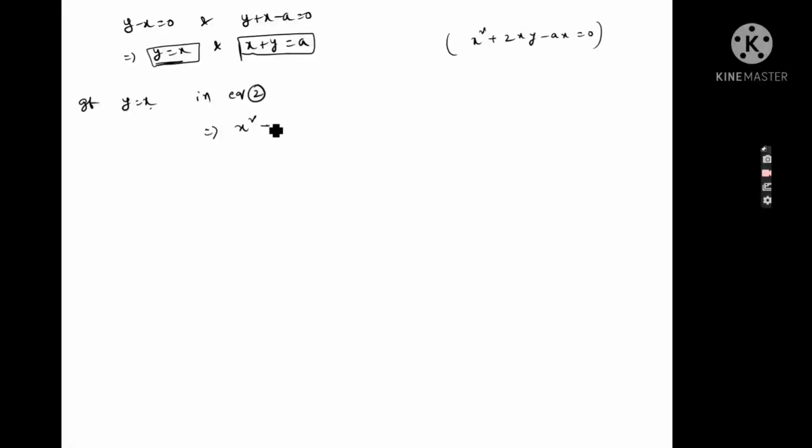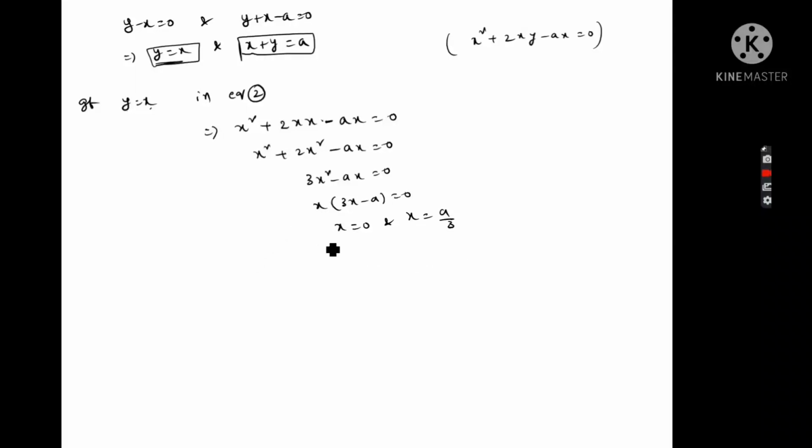So now substitute x square plus 2x square minus ax equals 0. That implies 3x square minus ax equals 0. Take x common, we get x times 3x minus a equals 0. That implies x equals 0 and x equals a by 3. Now, see, if you take y equals x, I get x equals 0 and x equals a by 3. Two values I am getting.